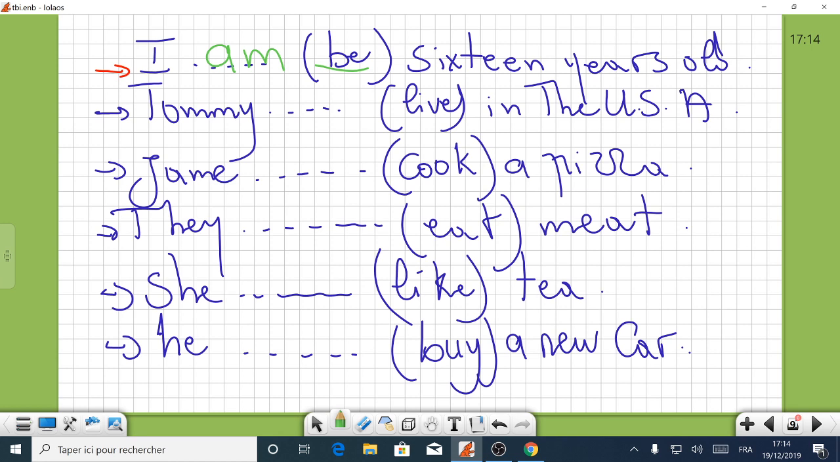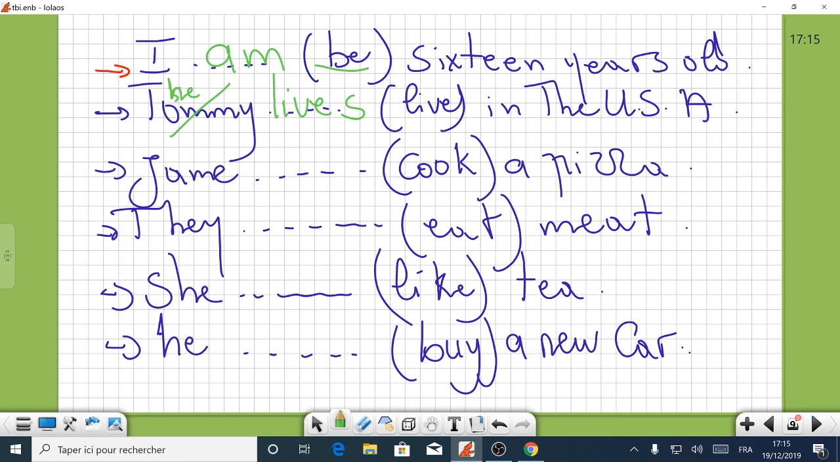The next one, we have Tommy. When I say Tommy here, it's like he. Tommy is like he. So we say he or Tommy, and we have live in the USA. So what is the answer? The answer is live plus s, because this is a normal verb which ends in e.